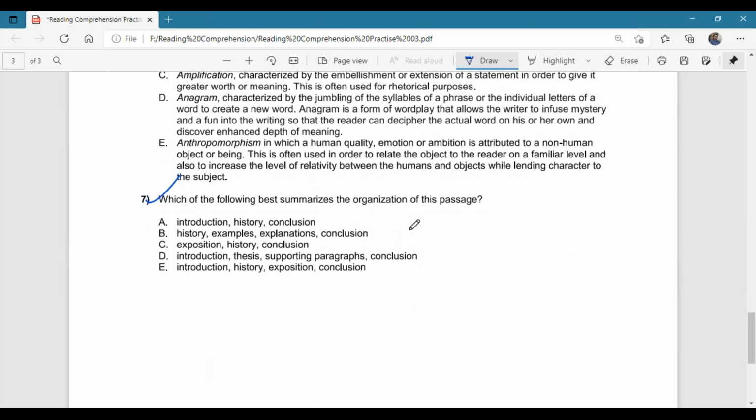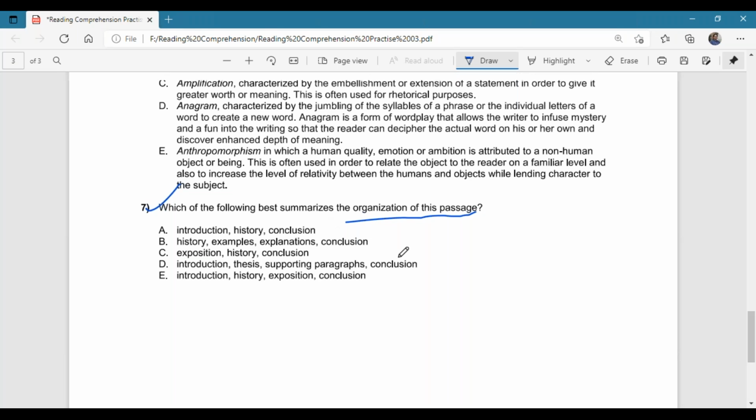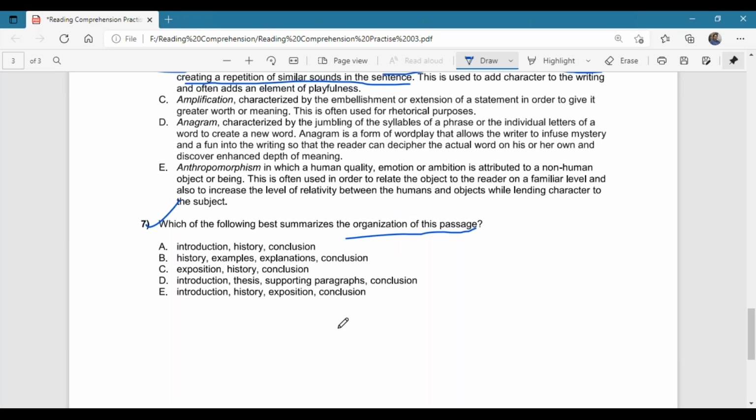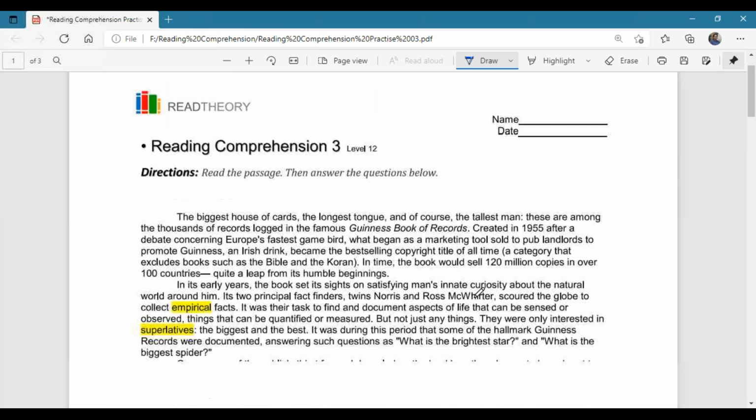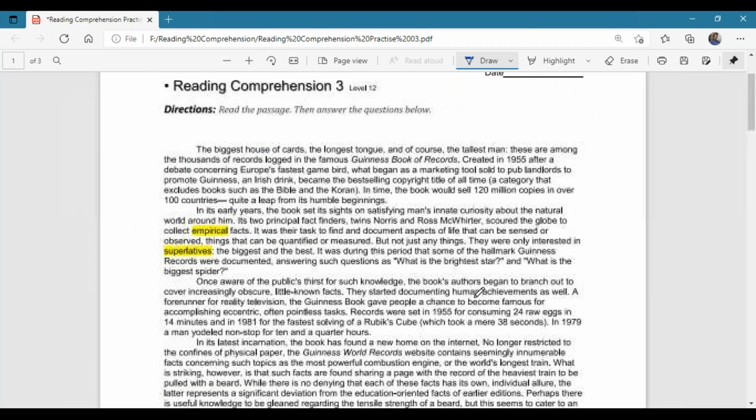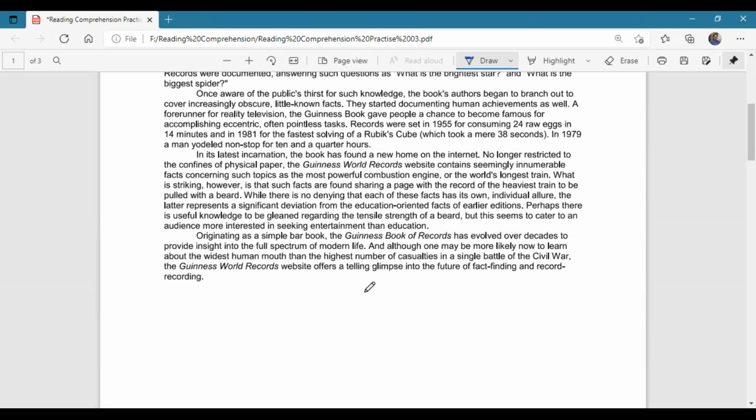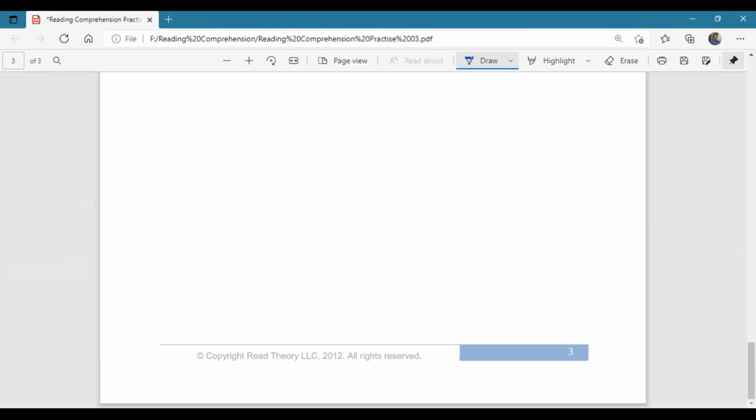Now let us focus on question number 7 also. Which of the following best summarizes the organization of this passage? How is the passage organized? What is the order of organization? What is there in the first paragraph, second paragraph, third, and the last one? Which of these is the right one?